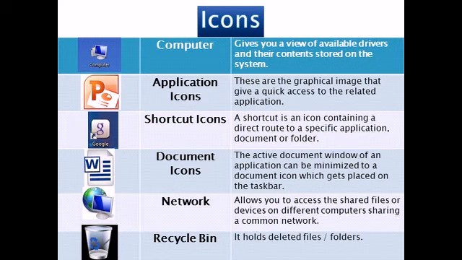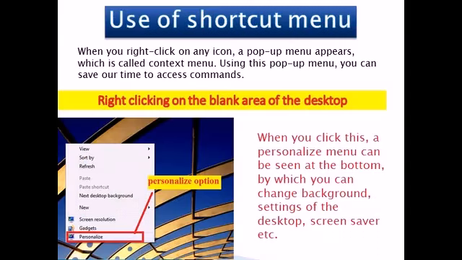Now see use of shortcut menu. When you right-click on any icon, a pop-up menu appears, which is called context menu and also shortcut menu. Using the pop-up menu, you can save our time to access commands. When you right-click on the blank area of the desktop, you will find a menu with the list of options. A personalized menu can be seen at the bottom, by which you can change background settings and screensaver, etc.